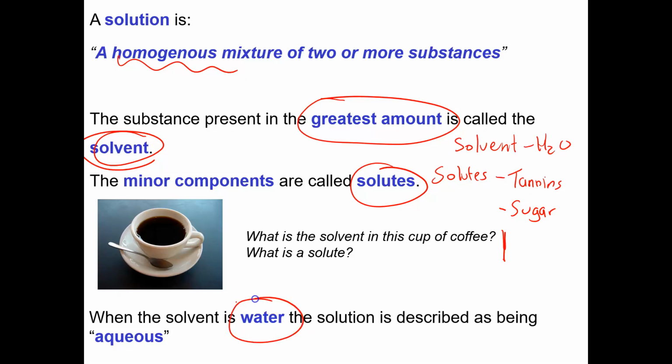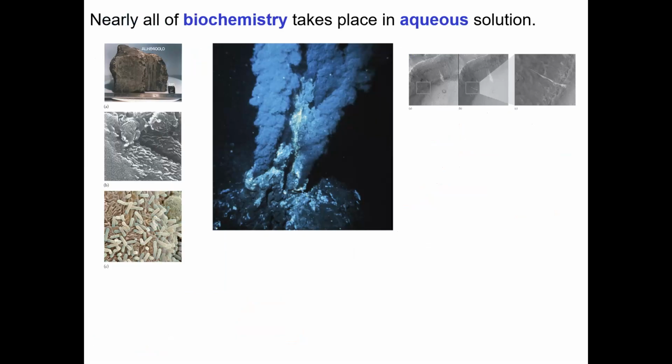When the solvent of a solution is water, we describe the solution as being aqueous, from the Latin aqua, meaning water. And aqueous solutions are especially important because nearly all of biochemistry takes place in aqueous solution. So even in the deepest, darkest ocean, where there's no light, the pressure and temperatures are extreme, because there's water around, we'll find organisms down there called archaea that are able to exist under those conditions.